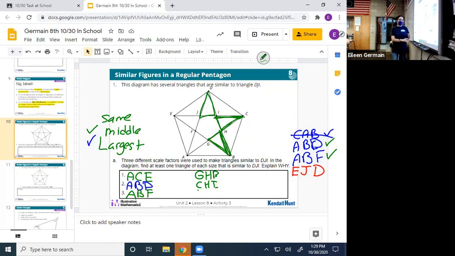Good. Now, let's take a look at, Avery said EJD didn't work. Let's look at EJD just to make sure. She said this one here. And we already said, just like that one that was down below, it didn't work. Nice job, Avery, nice catch. The slant is wrong. Very good, those angle measures are wrong.